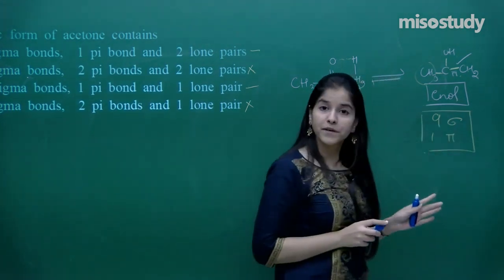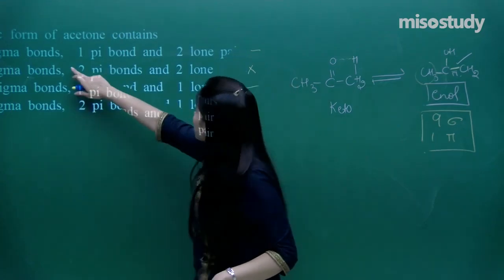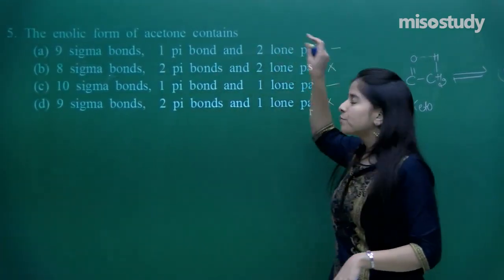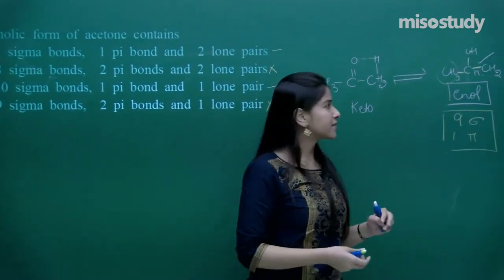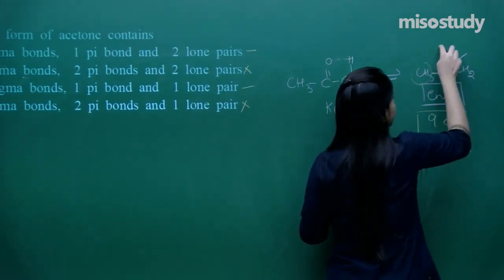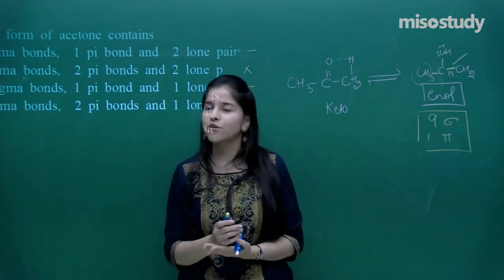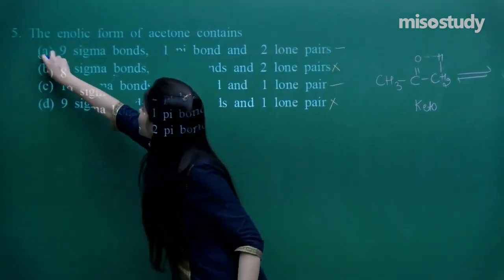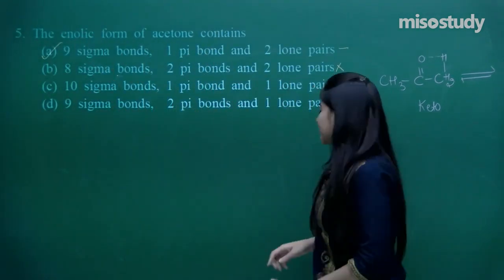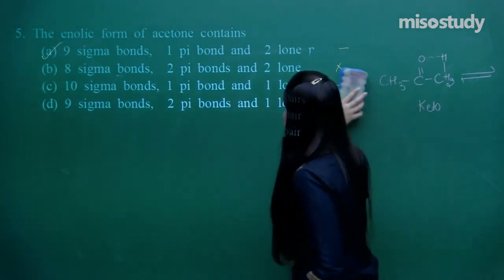And what about the lone pairs over here? So 9 sigma bonds, 1 pi. Lone pairs are 2. Where are the lone pairs present? The lone pairs are nothing but on the oxygen. So it's a pretty simple question. I hope you all have got it. So the answer is number 1 for that. Let us move on to the next question.